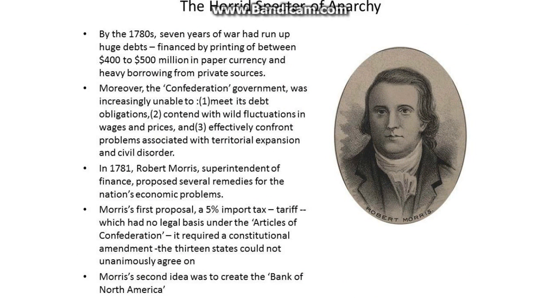By the 1780s, 7 years of war had run up huge debts, financed by printing of between 500 million in paper currency and heavy borrowing from private sources. Moreover, the Confederation government was unable to meet its debt obligations, contend with wild fluctuations in wages and prices, and effectively confront problems associated with territorial expansion and civil disorder.